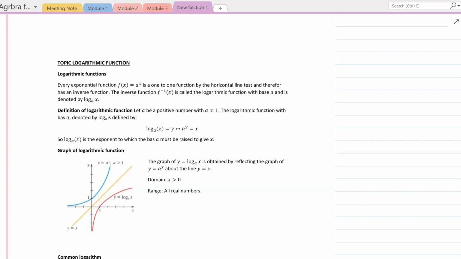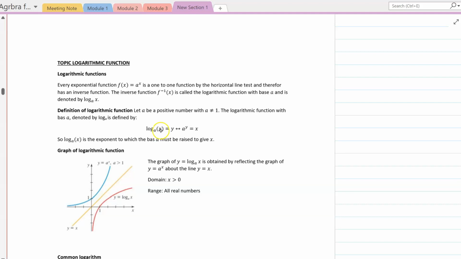Logarithmic function. Every exponential function f of x equals a to the x is a one-to-one function by the horizontal line test and therefore has an inverse function. The inverse function is called the logarithmic function with the base a and is denoted by log base a of x. Let a be a positive number with a not equal to 1. The logarithmic function with base a, denoted by log base a, is defined by log base a of x equals y, which is equivalent to saying a to the exponent y equals x.